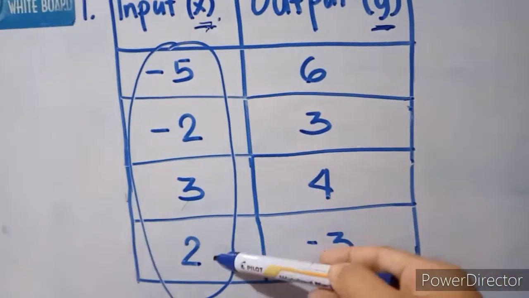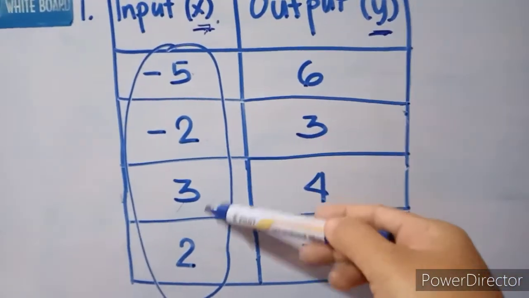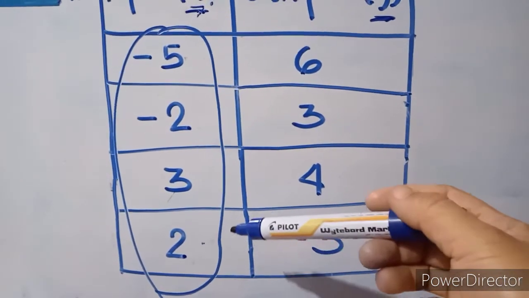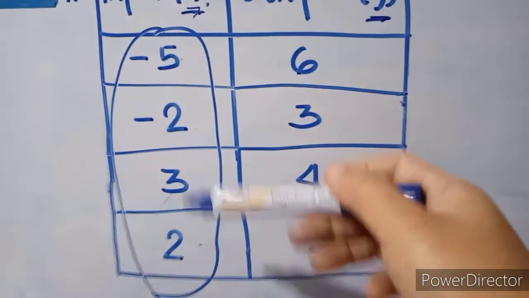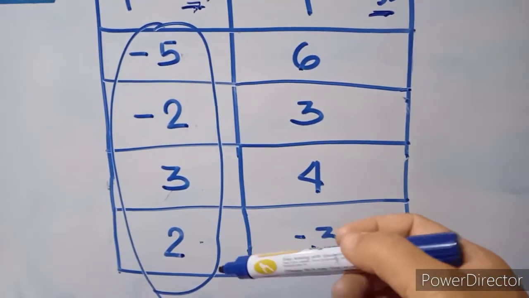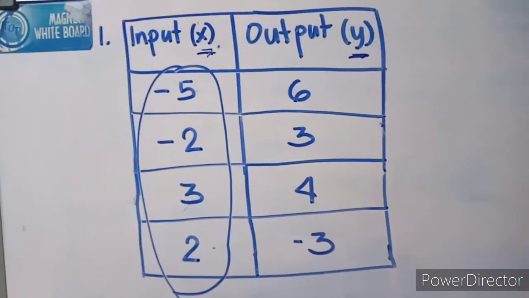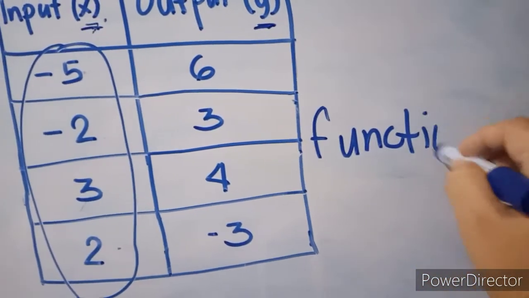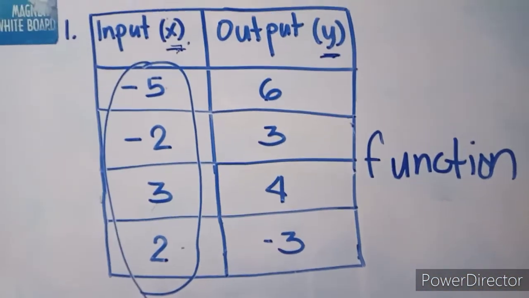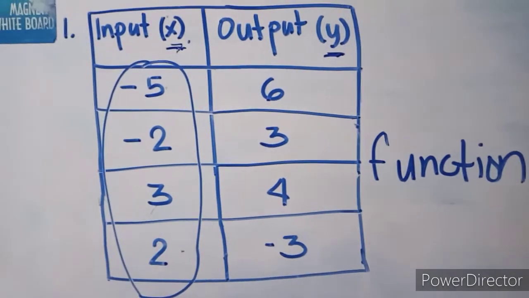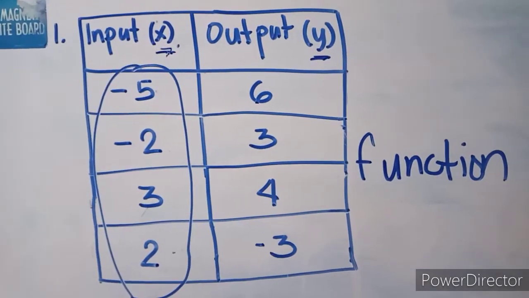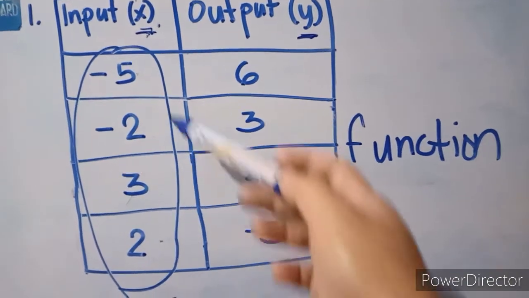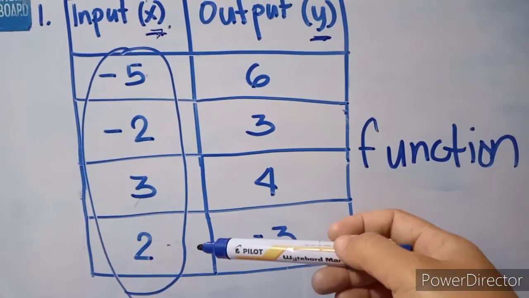titingnan lang natin. So we have -5, -2, 3, and 2. Dapat walang numero na mauulit. No values na nag-repeat sa x natin. This is considered as a function. So pag binigyan kayo ng table of values, then you are going to identify kung function yan or hindi.